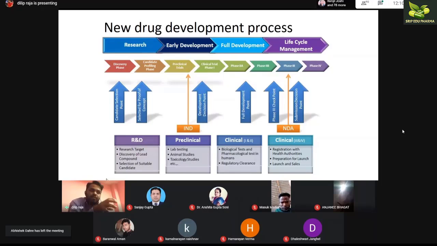So there are clinical trial phase one, phase two and phase three. Before getting into phase three, again we have to apply, this time for the new drug application. Earlier it was the investigational new drug application, now it is a new drug application. This new drug application should be applied to the regulatory body in order to carry out the phase 3 trial. We are going to learn about all of phase 1, phase 2, phase 3, and phase 4, right? So this is how it goes.